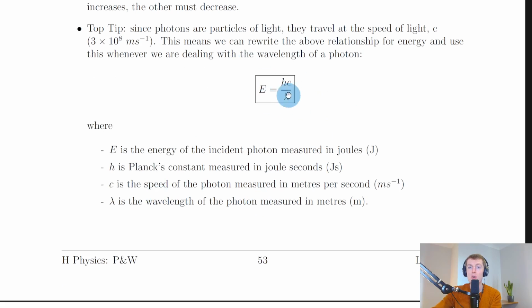Now let's just look at what these symbols mean. So we say that E is the energy of the incident photon measured in joules, h is Planck's constant measured in joule seconds, and remember that's in your datasheet. c is the speed of the photon measured in meters per second, and again that's on your datasheet, and lambda is the wavelength of the photon measured in meters.